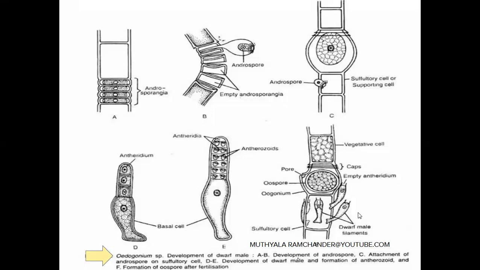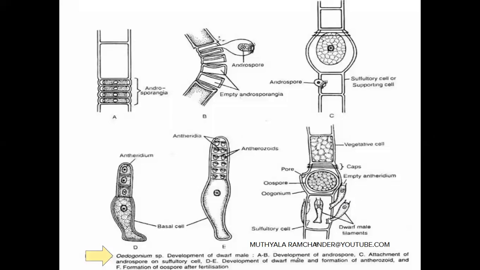Gynandrous means specially developed dwarf male filaments on the oogonium, or the basal part of the oogonium. Androsporangia produce male gametes. Generally, the male gametes fuse with the egg nucleus or oogonium nucleus. But in this type, the male gametes, also called androspores, cannot fuse with the egg cell. The androspore attaches with the basal part of the oogonium, to the suffultatory cell or supporting cell.